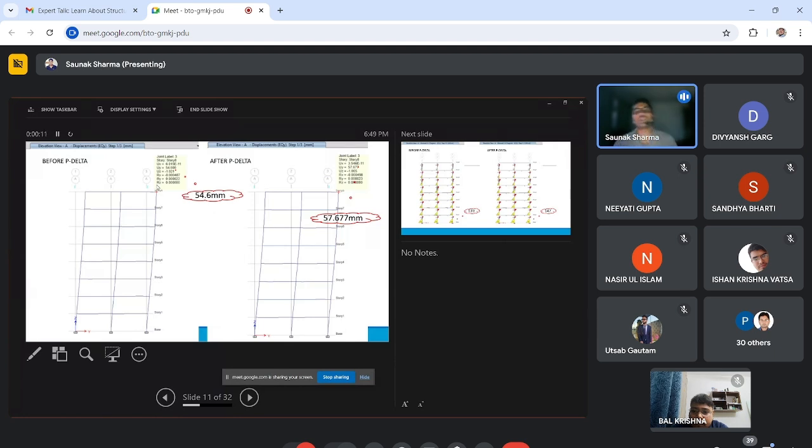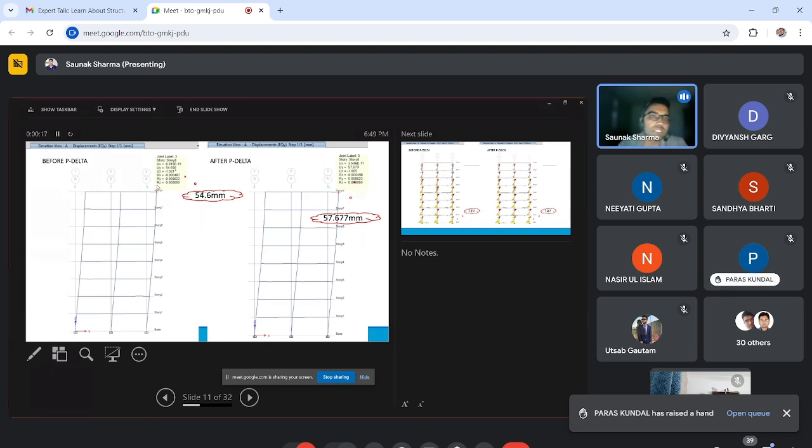Now let's compare the results. I have already run that model, so let's check the difference. If we see the deflection, what is the total deflection of the building due to lateral load before P delta and after P delta analysis is activated? Before P delta, when we check the top displacement at this point, we get 54.6 mm. After P delta, we get a deflection of 57.667. This is due to the additional force.